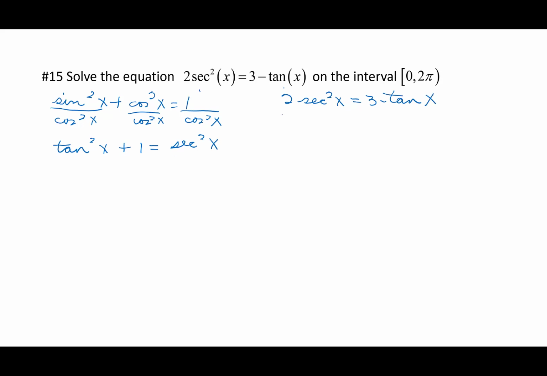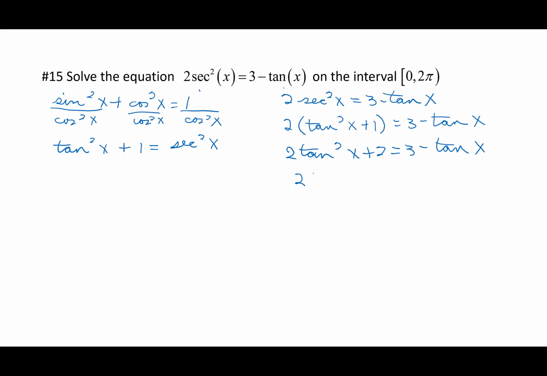Well, I got it, it looks like. So I'm going to just replace secant squared of x with tangent squared x plus 1. And let's simplify. We have 2 tangent squared x plus 2 equals 3 minus tangent of x. And bringing everything over to the left side so that we get a 0 on the right side: 2 tangent squared x plus tangent of x minus 1 equals 0.